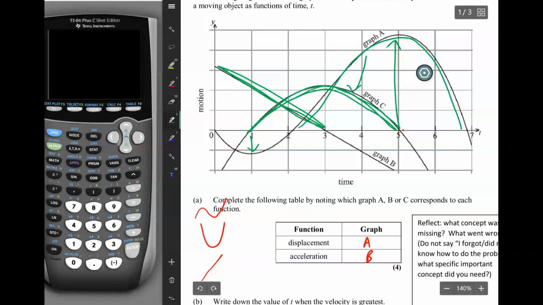Okay, and then if you look at the part of graph B which is positive above the x-axis, it corresponds to the part of graph C which is increasing. So that is also an indication that graph B is a derivative of graph C. So again, graph B is the derivative of graph C, which means that graph B is the acceleration and graph A is the displacement. Okay, so those are three different ways you can look at it.